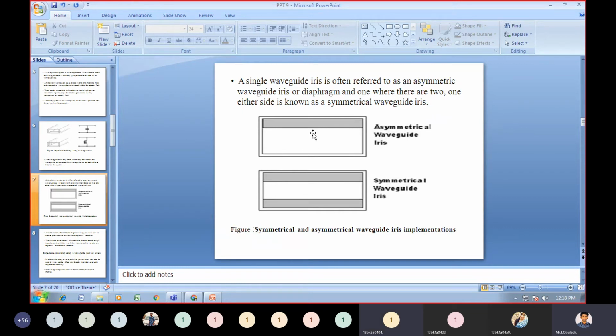This is a symmetrical waveguide iris. This is an asymmetrical waveguide iris. Symmetrical means you keep it on both top and bottom. The same applies to the screw and the post; you need to follow the same scenario.